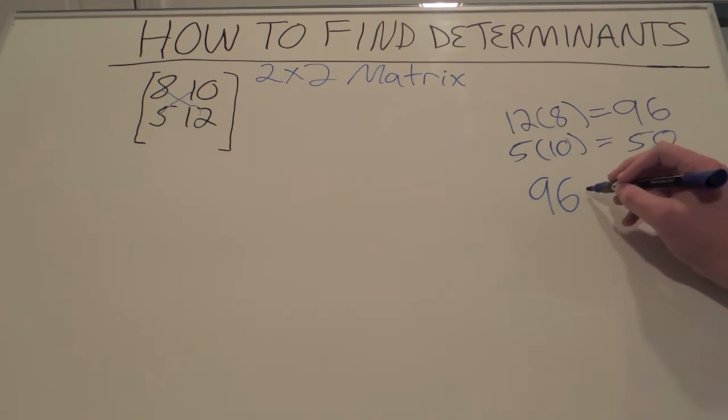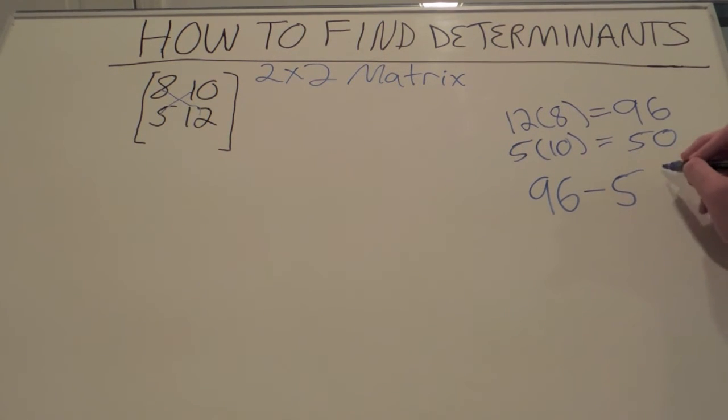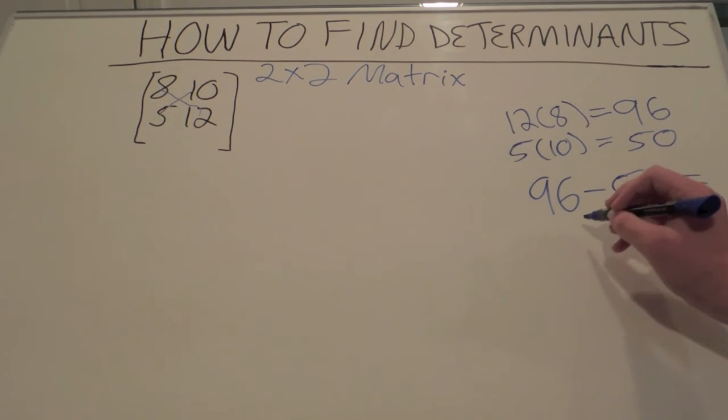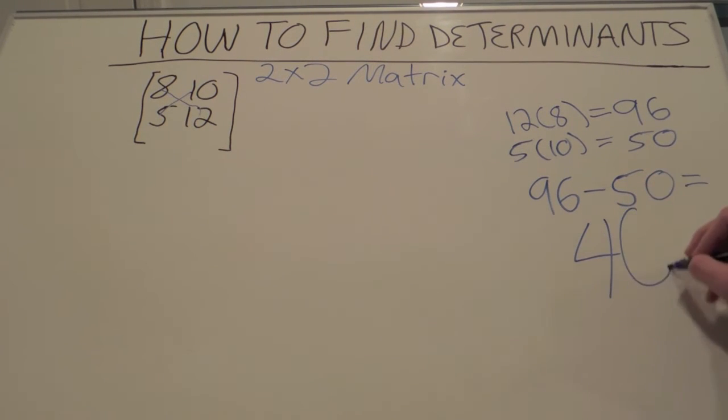96 minus 50, and that equals 46. And that's how you find the determinant.